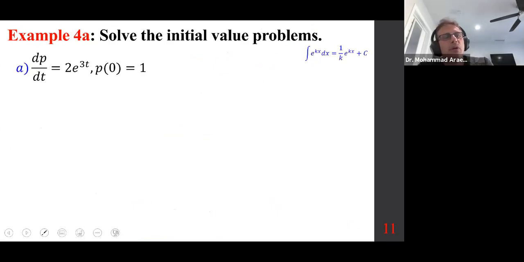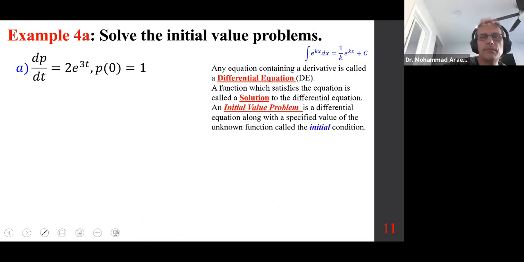Solve the initial value problem. First, let's have a discussion as to what is the initial value problem. Any equation containing a derivative is called a differential equation. That's the definition. Remember the rational equation or a linear equation. Every equation has a definition. So any equation containing a derivative is called a differential equation. That's basically what we have been doing. A function which satisfies the equation is called a solution to the differential equation. An initial value problem is a differential equation along with a specified value of the unknown function called the initial condition.